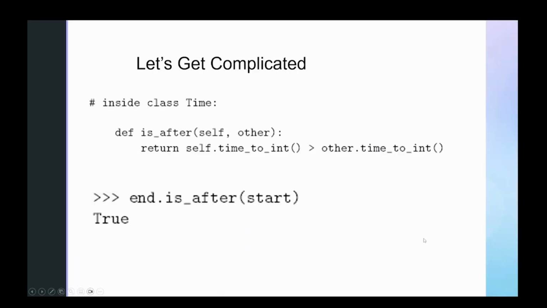Let's look at it and get a little bit more complicated. So here I'm still within my Time class, and I can create a method called is_after. And this method will compare two Time class objects. So here I've got it using its self and another, someone else. And I can return if my self time is greater than the other time.